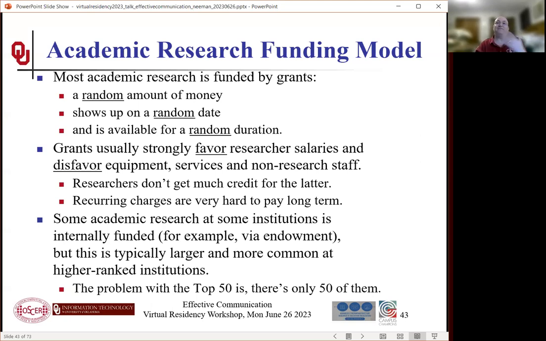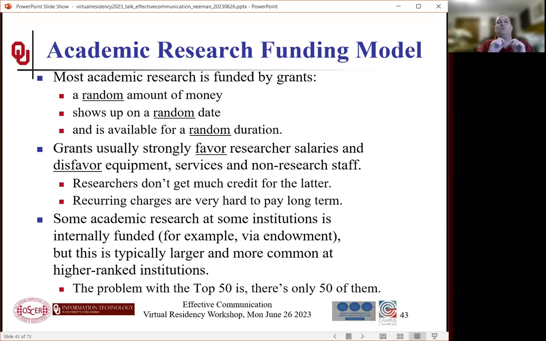Depending on the institution that you're at, and it's very common at ones that are not sort of top 25, the most common is a 6-figure grant. There's some 5-figure, but they're not that common. And then there are 7- and 8-figure grants and maybe even 9-figure grants, but those are very rare, especially the 8- and 9-figure grants. Anybody who brings in one of those, they're an automatic hero and they get whatever they want, because there just aren't that many of them at my institution. Now, if you're at a top 25 institution, they may be commonplace. Maybe an 8-figure grant is normal and everybody has one. I don't know. But a random amount of money shows up on a random date, available for a random duration.